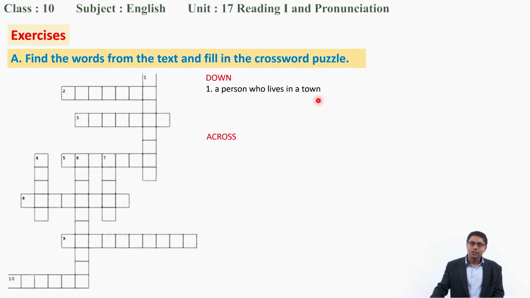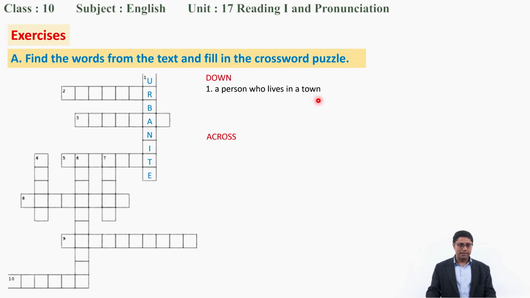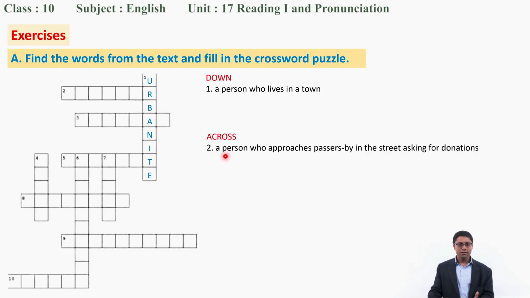What is it? Okay, very good. It's urbanite. Very good. Urbanite. U-R-B-A-N-I-T-E. Urbanite. That's good. Now let's see next. Second one. A person who approaches passers-by in the street asking for donations. What do we call that person? Do you know? Very good. That person is called a chugger. So, chugger. C-H-U-G-G-E-R. That's good.